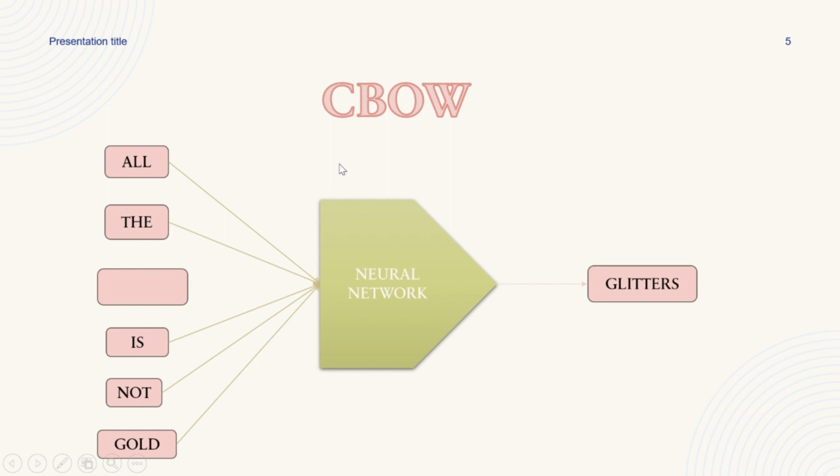We have two different approaches. One is CBoW, which is continuous bag of words. Here we will pass the surrounding words and try to predict the middle word. If you see here, all the, is not good will be fed into the neural network and our aim is to predict the glitters.